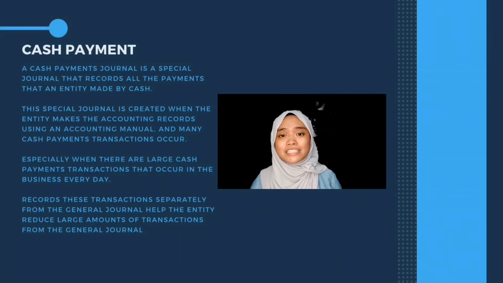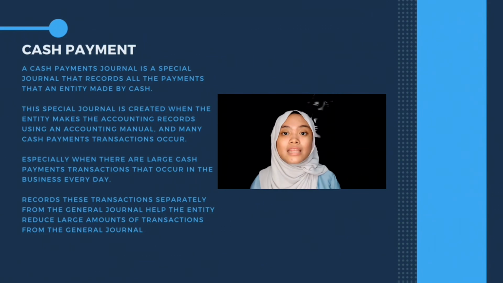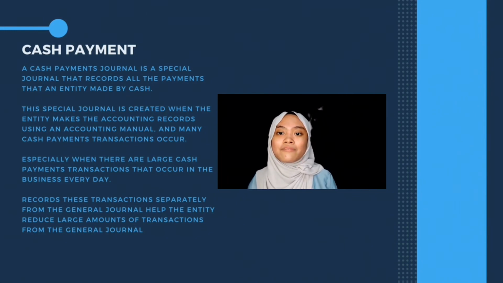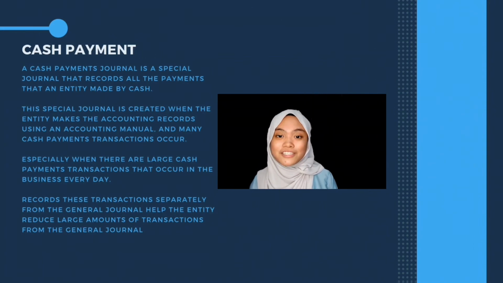What is a cash payment journal? A cash payment journal is a special journal that records all the payments that the business made by cash. This special journal is created when the business makes accounting records using the accounting manual, and many cash payment transactions occur, especially when there are large payment transactions every day. Recording these transactions separately from the general journal helps the business reduce large amounts of transactions in the general journal.